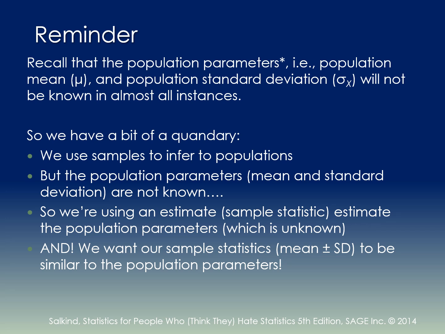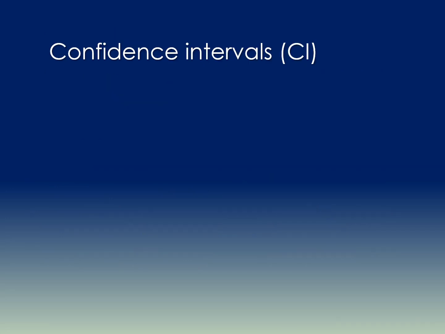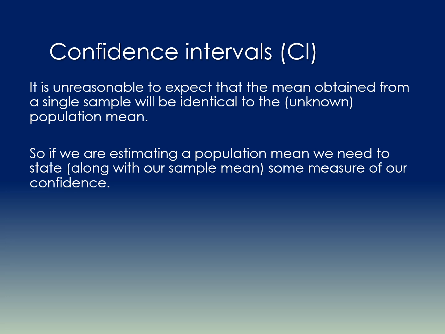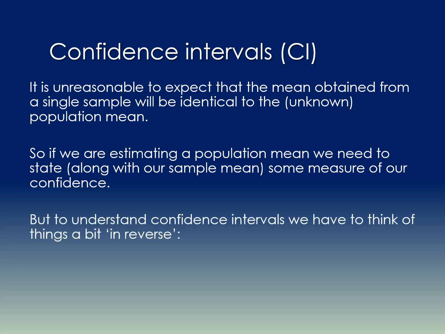Let's see how we can use confidence intervals. Okay, so here we go. Now we know it's unreasonable to expect that the mean we obtain from a single sample is going to be identical to the unknown population mean, right? And we can accept that. It doesn't have to be perfect. We'd like it to be close, right? So if we're estimating a population mean, which we don't know, we need to state, along with our sample mean, some measure of our confidence. Now, we started with the standard error, and we can use that for a bit, but we can go a little bit further, right? So what we do is we develop what are called confidence intervals.